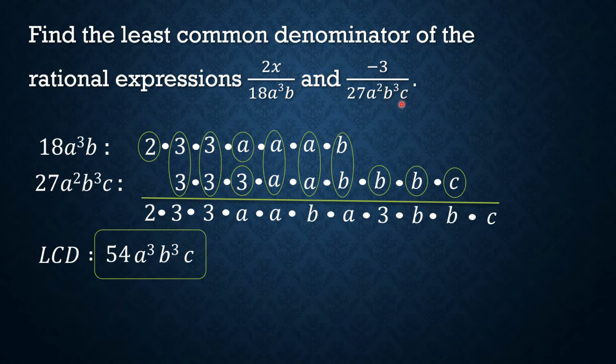And then, we also have to include c, because this is also part of our LCD. Walang maiiwan na factors. Lahat kasama. And this is now our LCD for these two rational expressions.